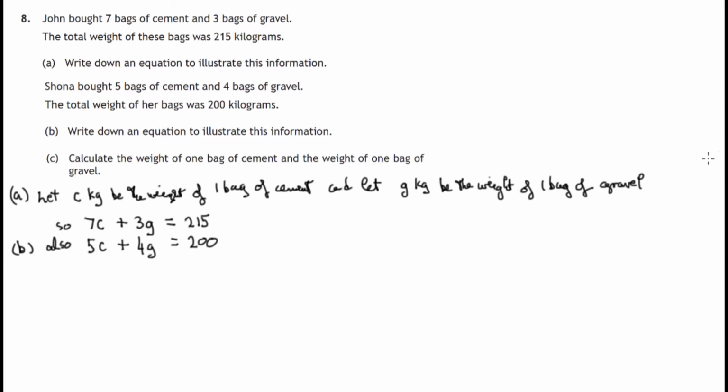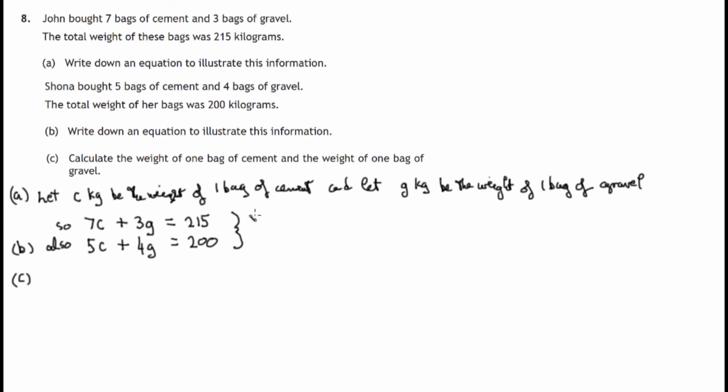Let's move on to the last part. It says calculate the weight of 1 bag of cement and the weight of 1 bag of gravel. And you'll have realised by this point that we're dealing with simultaneous equations. Now for simultaneous equations, we're attempting to get either the C in this case or the G, the coefficients, the numbers multiplying them, the same. And we do this by multiplying. There's 2 ways of doing it. Either we produce 35s for the C by multiplying by 5 and multiplying by 7, or we produce 12s by multiplying by 4 and multiplying by 3.